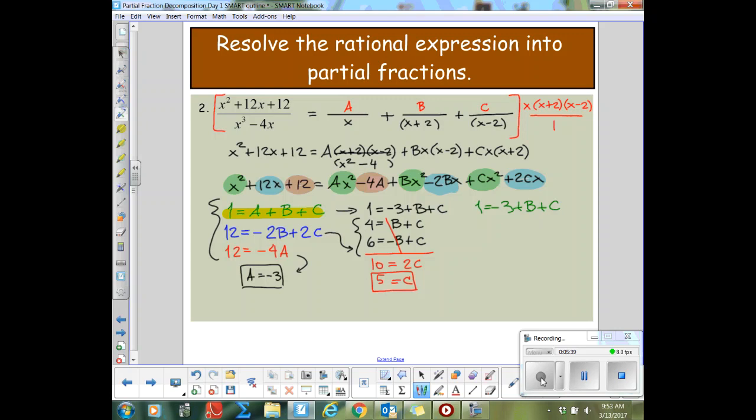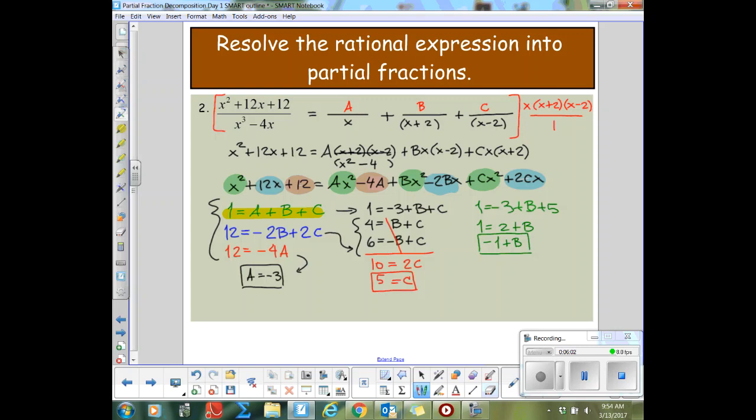Pardon the writing, my smartboard's being sassy. Oops, I said I know that C is 5. I should have plugged in a 5 there. Combine like terms. Subtract 2. And now we know all three numerators.